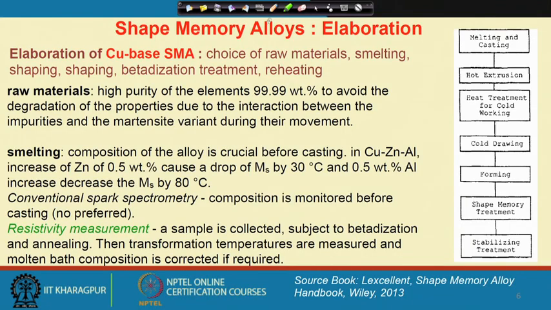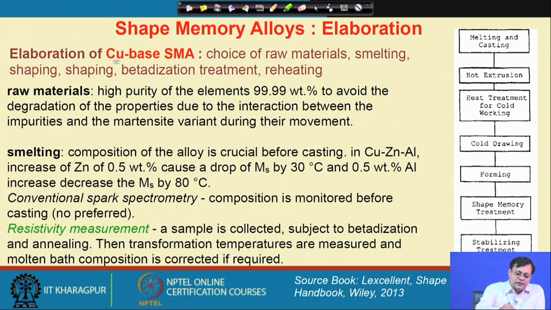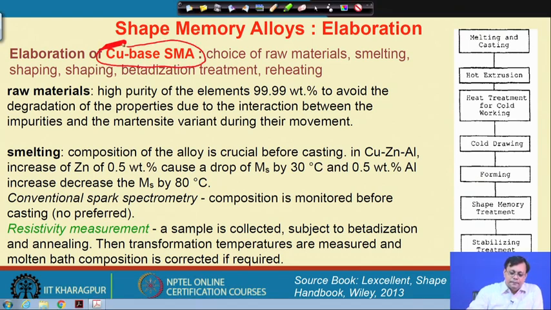Now, the second part of today's talk is on the elaboration. Elaboration means achieving a final product from the initial alloy, from the alloy making. Let us say I take a copper based system. In this case the elaboration technique contains the choice of the raw materials, smelting, shaping, and the betaization treatment.